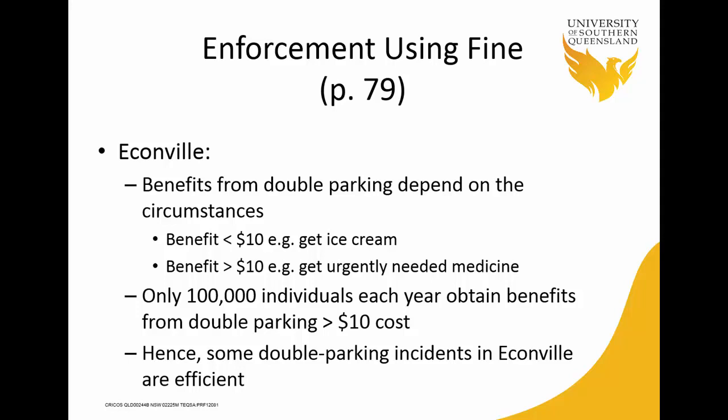Alright, let's assume also that there are 100,000 individuals in Econville per year, and that they obtain benefits from double parking that are greater than the $10 cost. So we'll assume that these 100,000 individuals have an efficient reason to double park. Okay, so this is an efficient outcome. So when we design our system, we're not really trying to eliminate this outcome because it's efficient, but what we are trying to eliminate is the inefficient outcome. So double parking when people actually want to get an ice cream. Okay, that's the kind of behavior we want to stop.